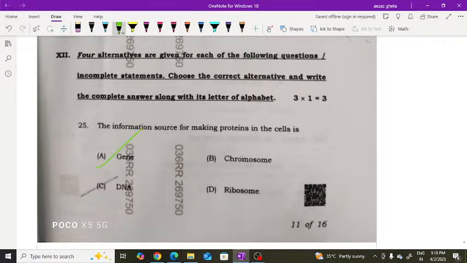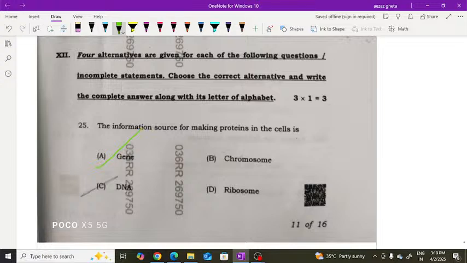DNA is there, but all the instructions about what kind of protein should be prepared are given by genes only, not DNA. DNA is having genes, right? So the gene is the information source for protein synthesis.